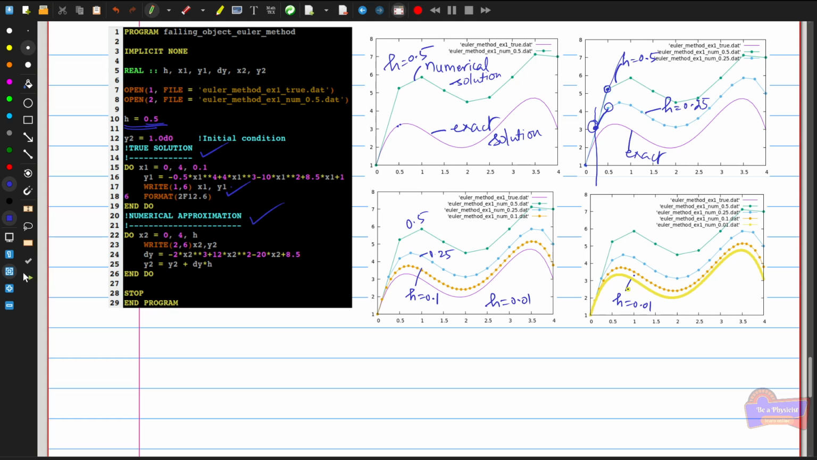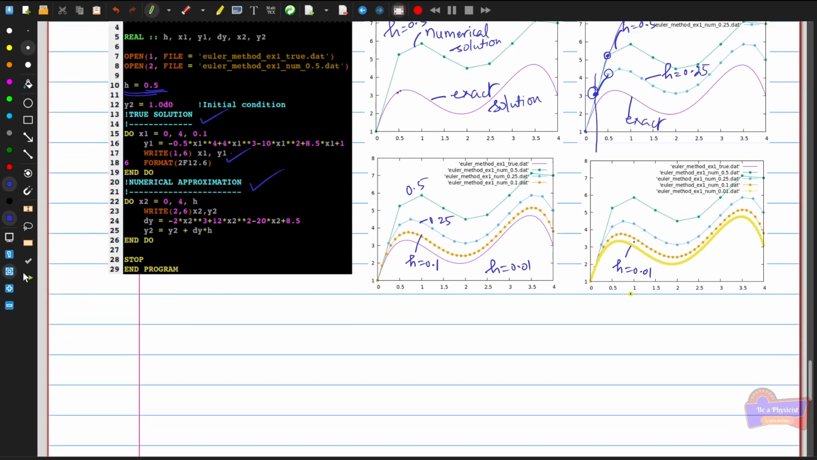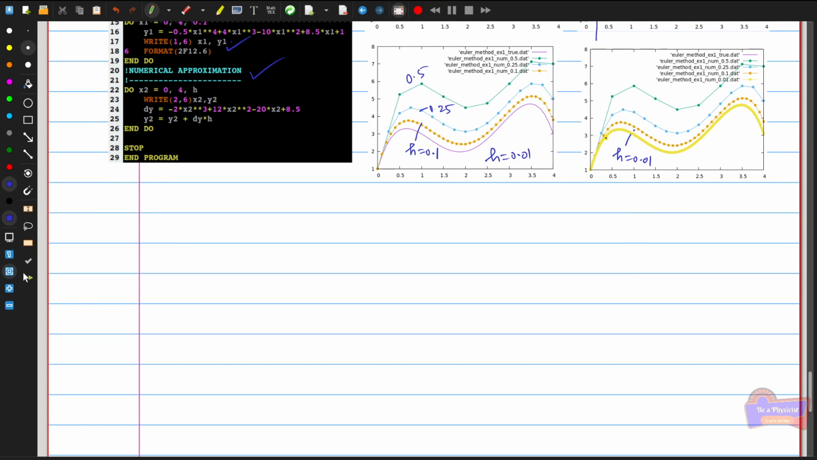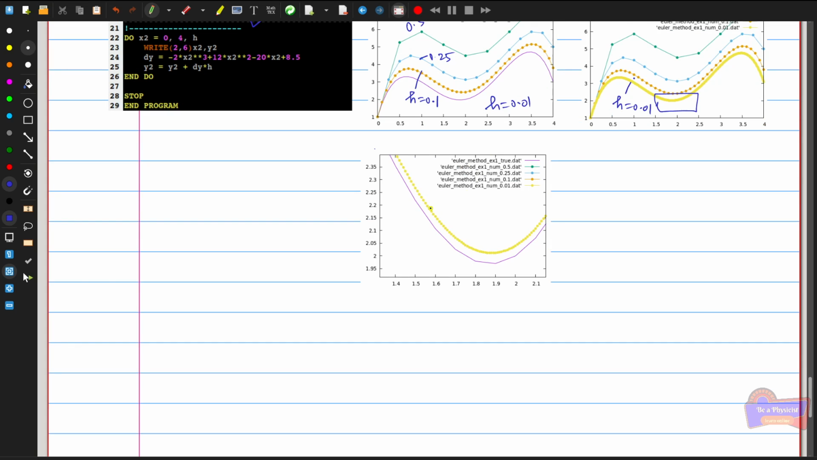You cannot even identify the difference between the exact solution and the numerically calculated solution. That means the numerically calculated solution is exactly tracking the true solution. However, you cannot identify the error in this view. If you zoom this plot at some point, I can see the error between the calculated value of h is equal to 0.01. This is the exact solution. So still there is an error.